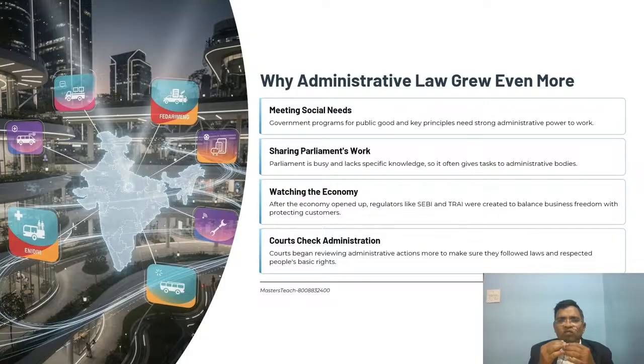Then watching the economy: after the economy opened up, regulators like SEBI and TRAI were created to balance business freedom with protecting customers. So administrative law also looks into the matter, so that customers are protected and industry is also protected. Then courts check administration. Courts began to review administrative actions to make sure that they followed the laws and respected the public's basic rights. So these are the reasons administrative law is growing even more.